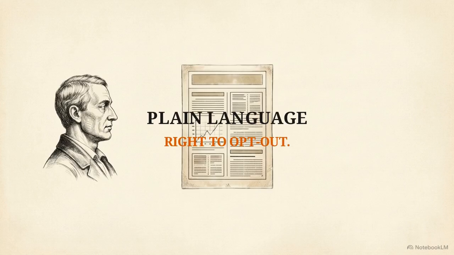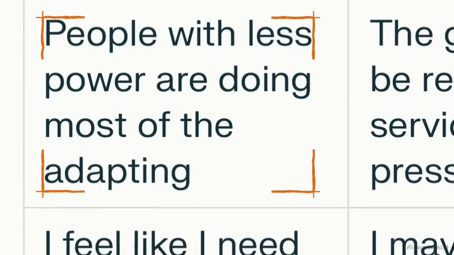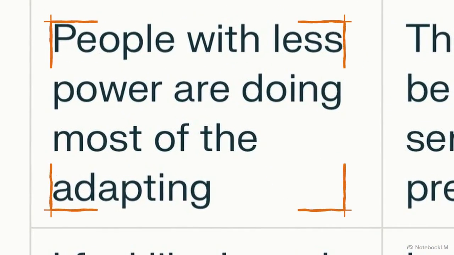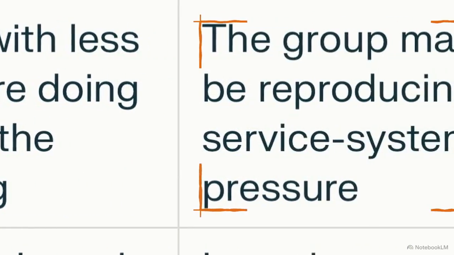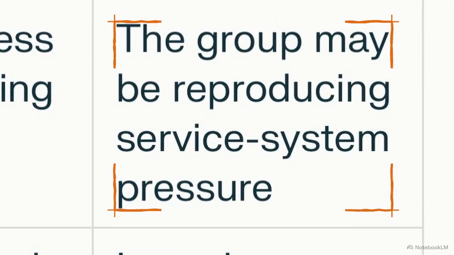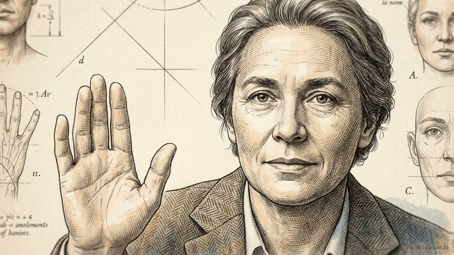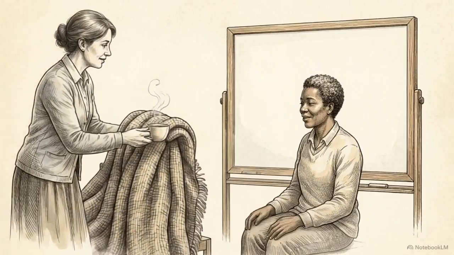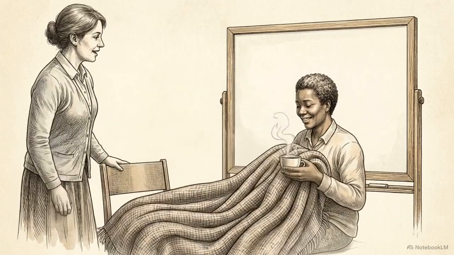This final cell in the matrix warns against a critical structural failure. If the people with the least power in the room are doing the majority of the adapting, the system is not healing. It is just reproducing existing institutional pressure. When the framework fails, practitioners must rely on a quick reset protocol. You drop the symbols, you abandon the metaphors, and you return immediately to the concrete, material needs of the people in the room.